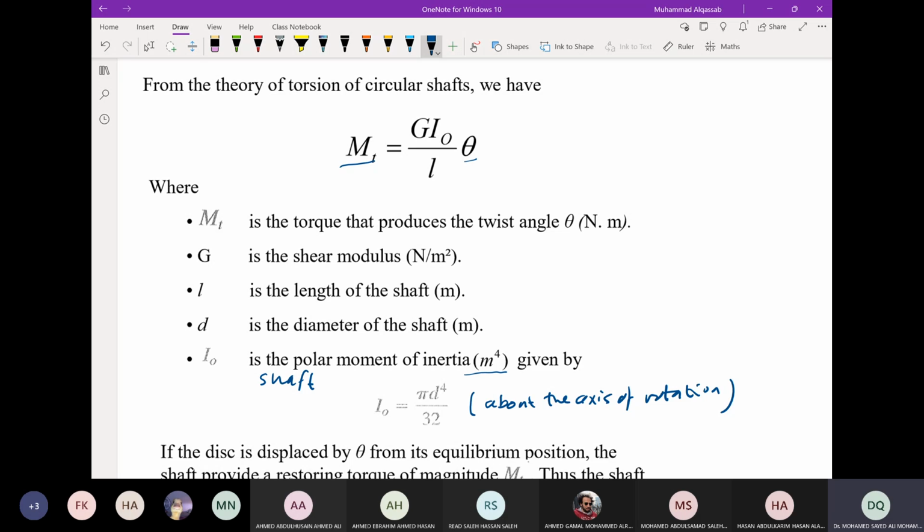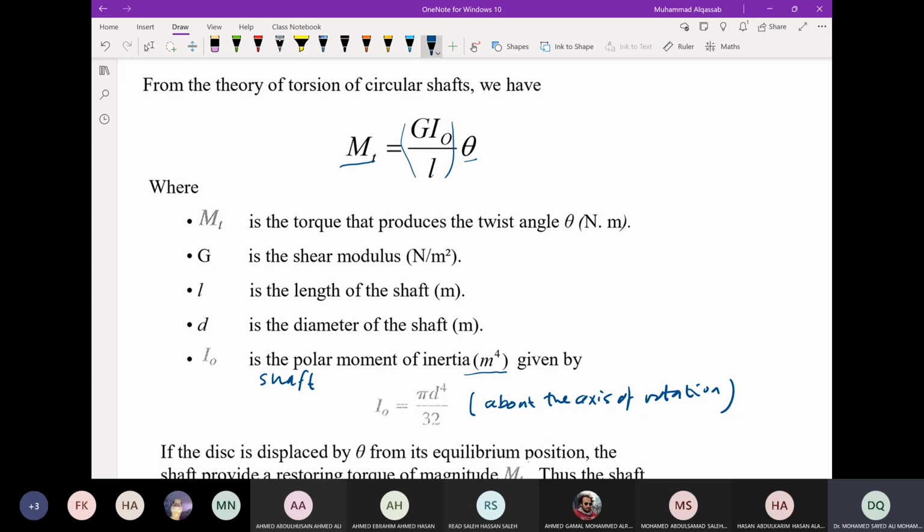Okay, and L is the length of the shaft. In this relationship, you can see that G and Io over L. Io is geometry dependent, the cross-sectional area. And if you have a uniform shaft and L is the length, then this expression is constant and represents the stiffness.